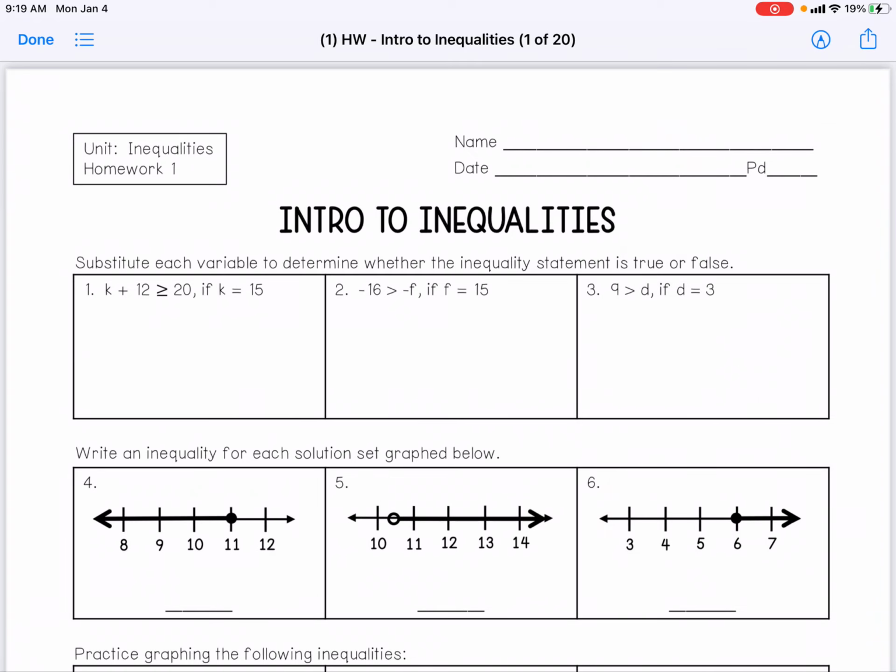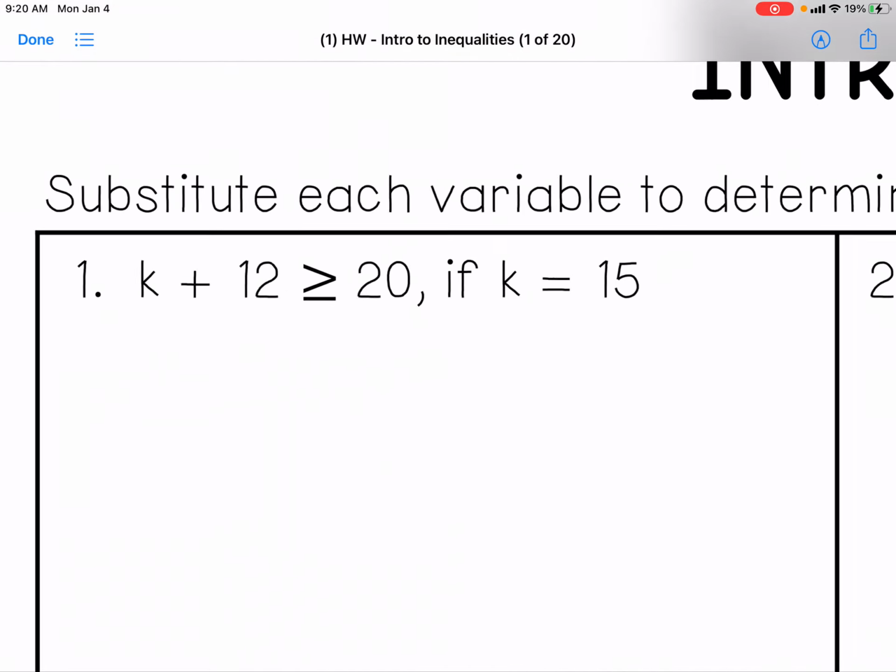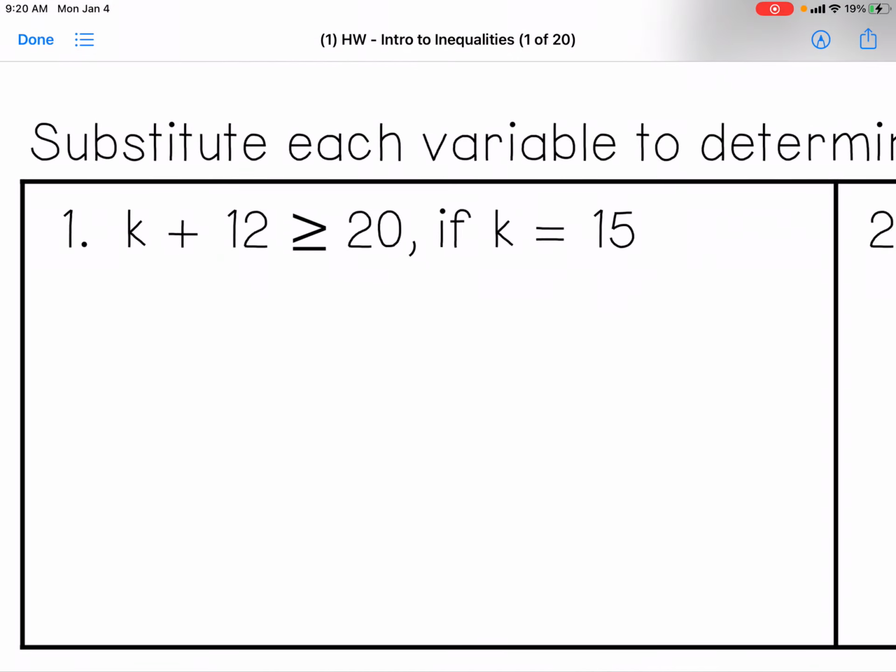All right, inequalities, homework 1, intro to inequalities. Directions say to substitute each variable to determine whether the inequality statement is true or false.